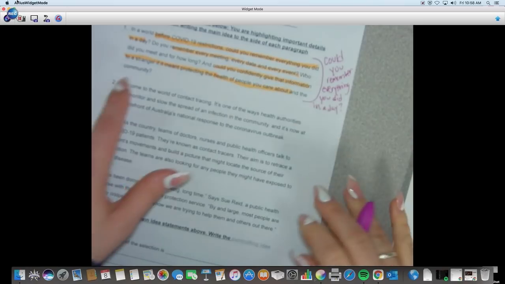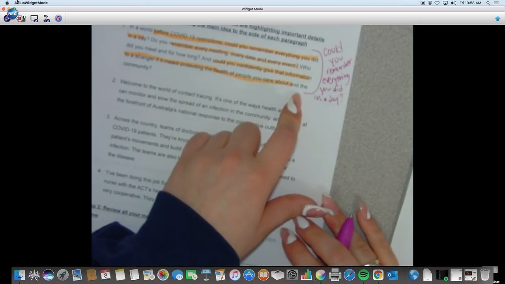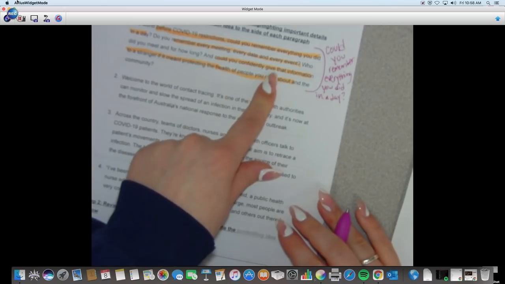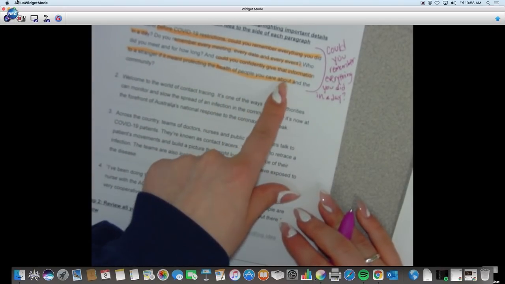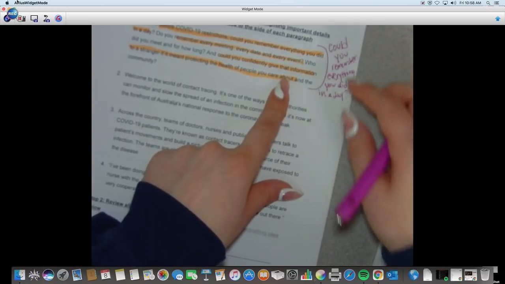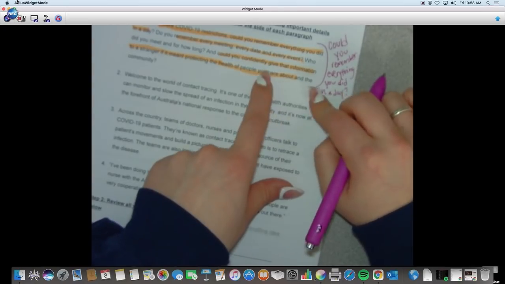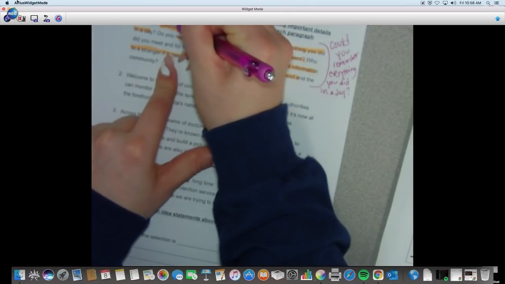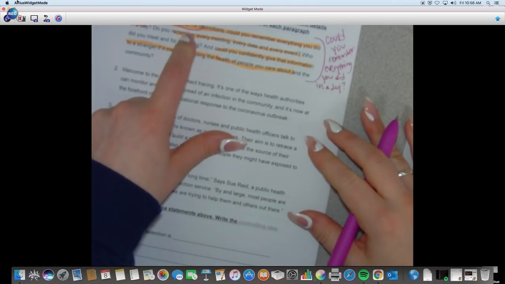Okay, so it looks like the main idea of this, they keep asking us, like, could we remember everything that we did? And it right here, and could you confidently give that information to a stranger if it meant protecting the health of people you care about? Well, this is interesting. I wonder what this text is going to be about. If it's asking us all these questions, I'm going to infer that has something to do with COVID and remembering everything that you did and who you were in contact with.